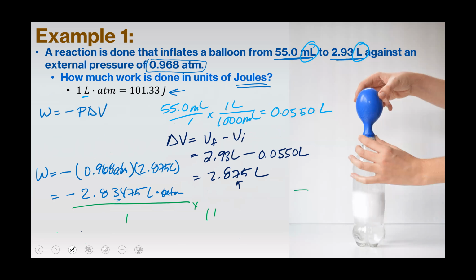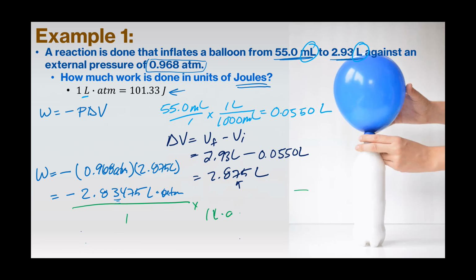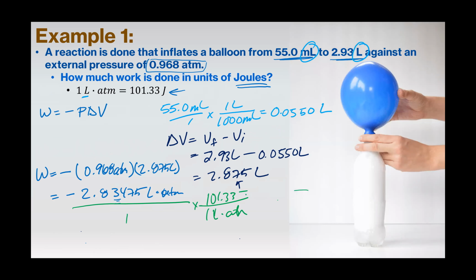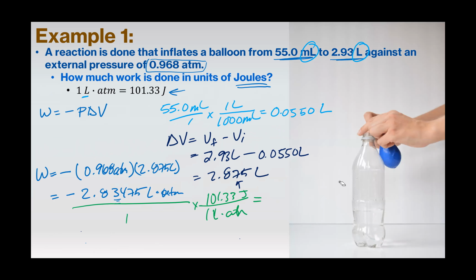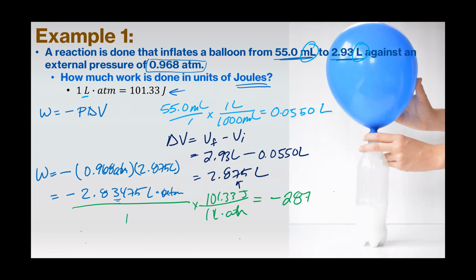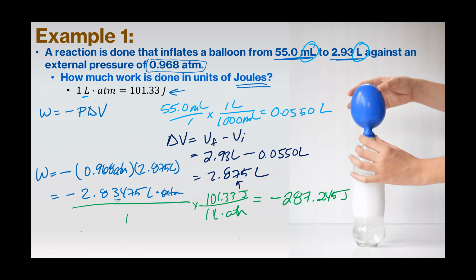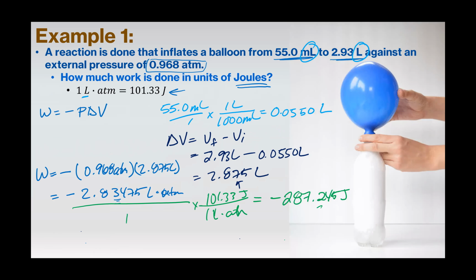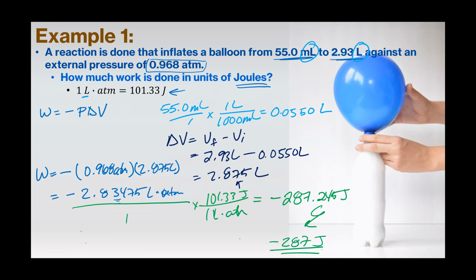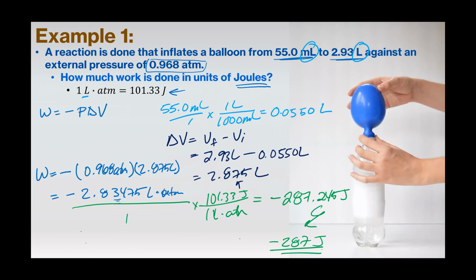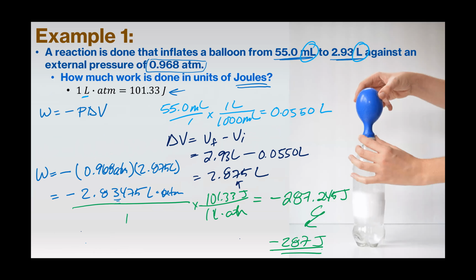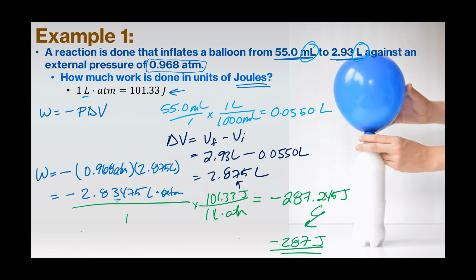1 liter atmosphere is 101.33 joules. And so this ends up being negative 287.245 joules, which for 3 significant figures rounds to negative 287 joules. So that's the work that was done. And since it's negative, the work was done by the system on the surroundings.